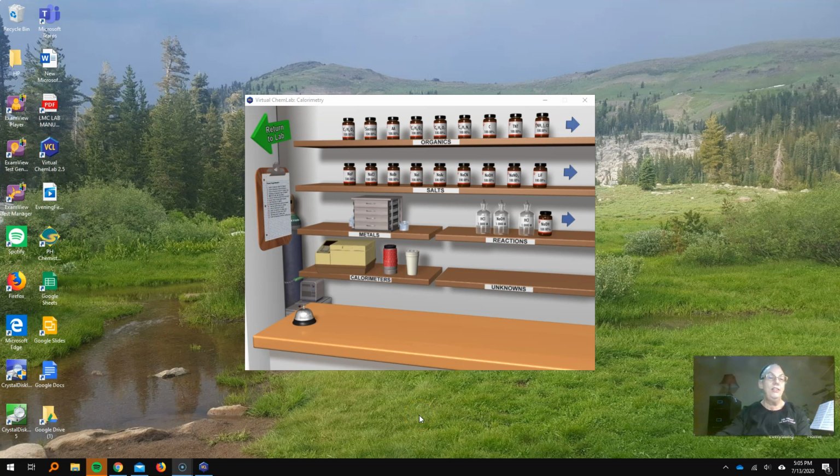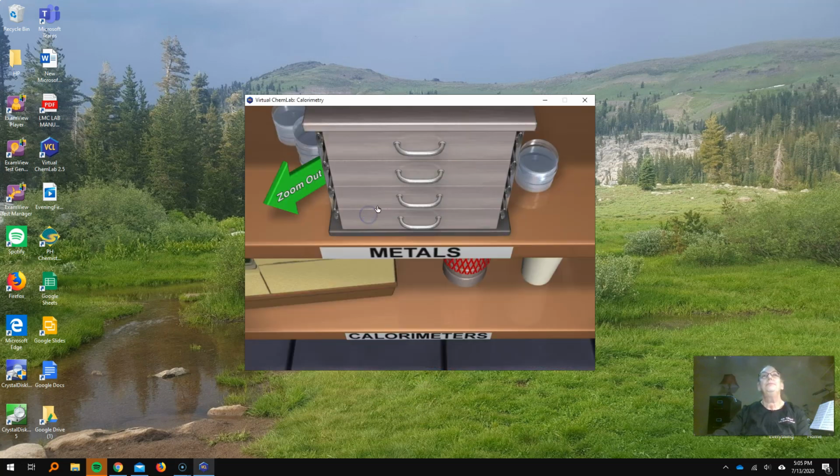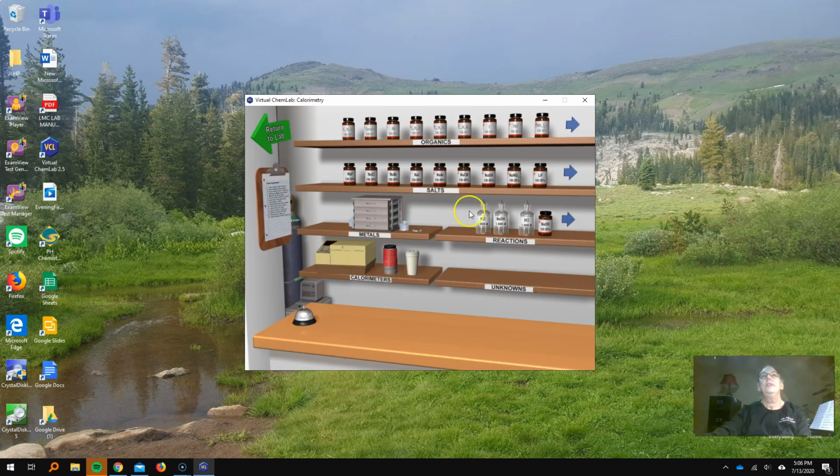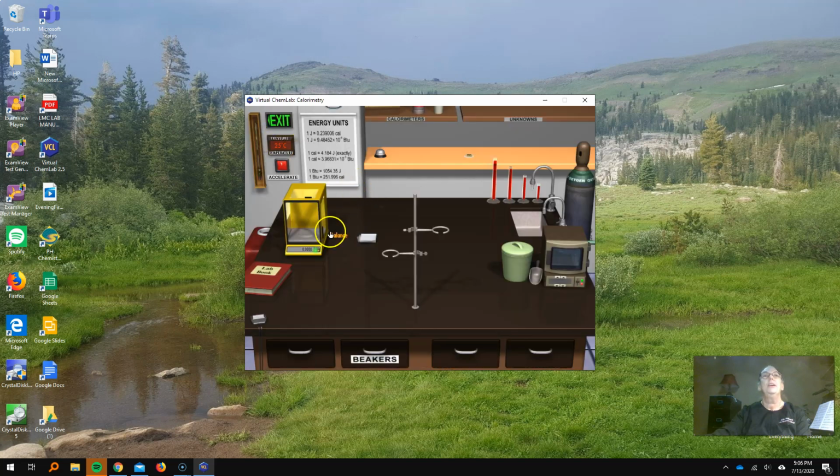So we're going to start on part one, measuring the metal. We're going to go to the stockroom, and we're going to go find gold. So we're going to get some gold here, Au, put it in our little petri dish. We're going to come back over here, put it at the counter, then we're going to go back to the lab. We're going to grab the gold, put it next to the balance.